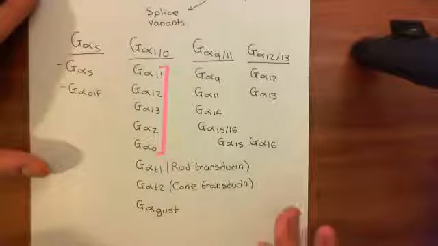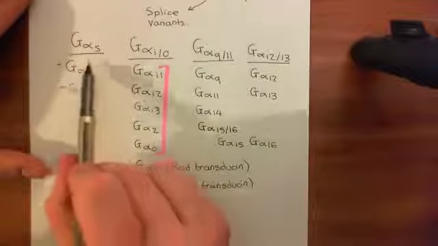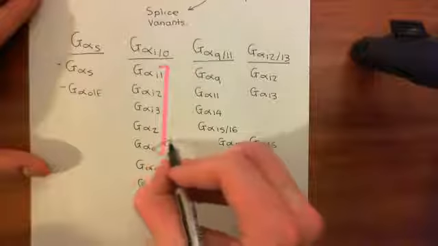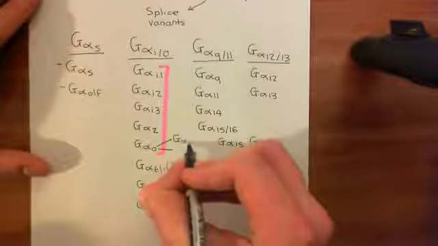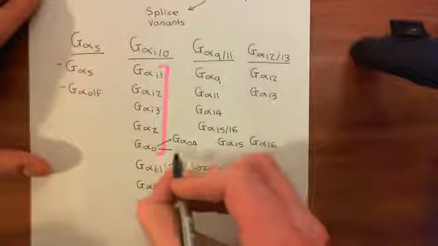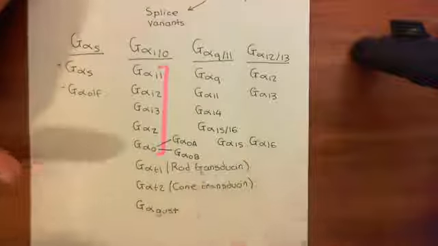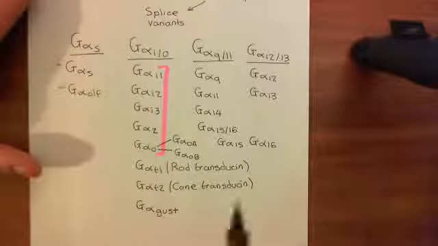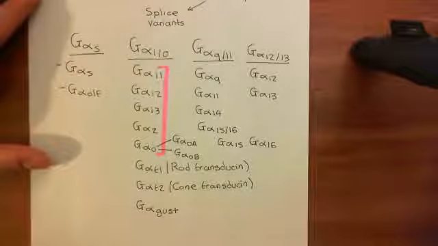Now, where do you get all the different splice variants from? Well, for instance, G alpha S has a huge number of different splice variants. G alpha O has 2 quite famous splice variants, G alpha OA and G alpha OB, which are just different splice variants of that same gene. So some of these genes have multiple splice variants, but these are the 16 different genes for alpha subunits of heterotrimeric G proteins.